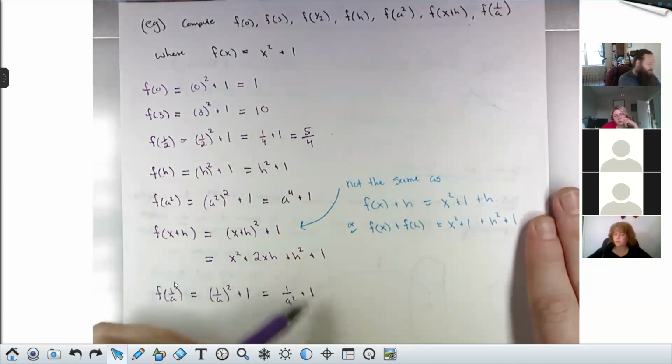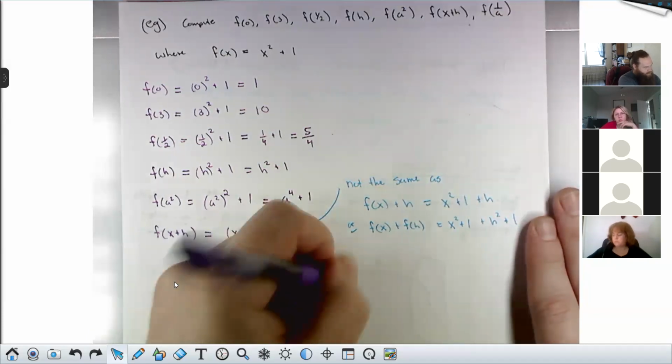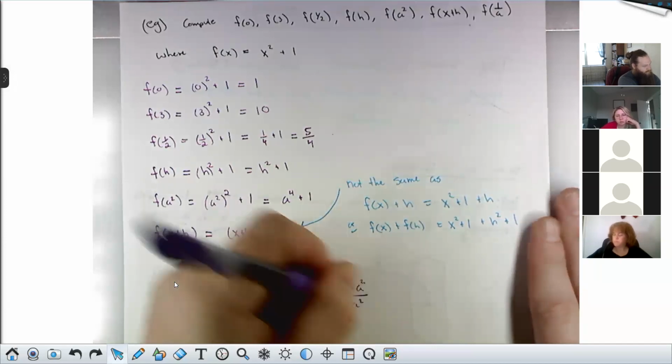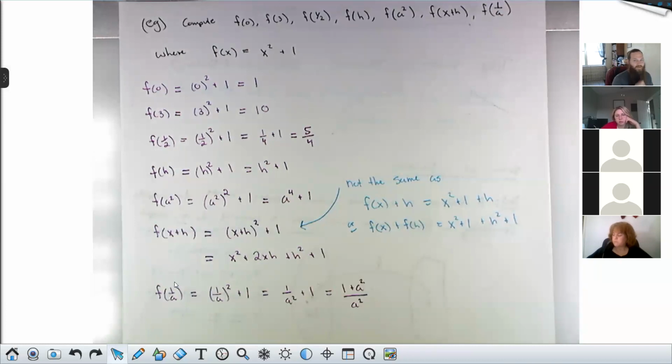And I could have a common denominator here too. I can think of this as a squared over a squared. And this is 1 over a squared. So this would be 1 plus a squared over a squared if I chose to have a common denominator.